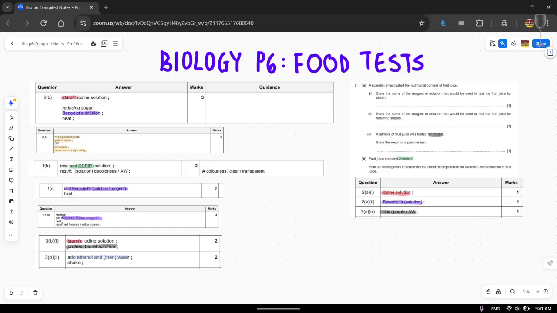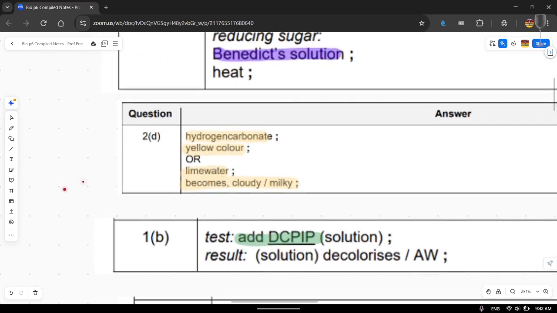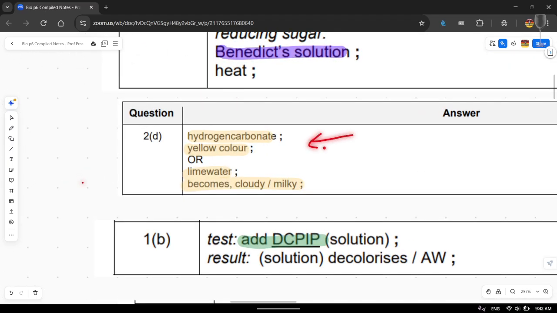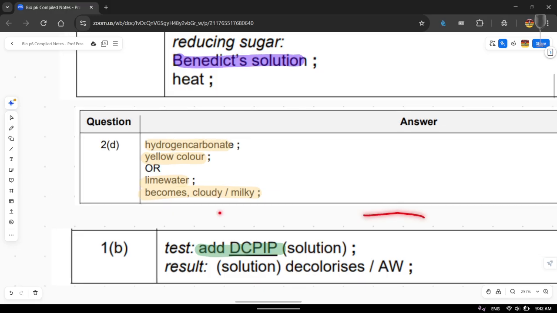And oh, one more thing. Now this is for carbon dioxide, and this isn't asked that many times. You'll see very few questions on them, to be honest, but you should know them. So you can either use a hydrogen carbonate indicator which turns yellow, or to be honest, just stick with lime water, which becomes cloudy or milky. Okay, stick with lime water.